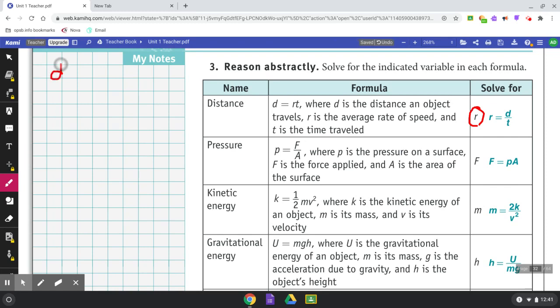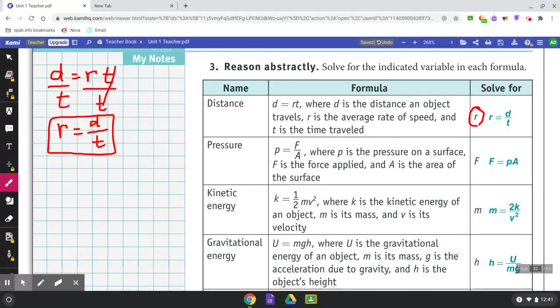So in D equals RT, if I want to solve for R and isolate the variable R in this formula, I divide both sides by T. When I divide both sides by T, I'm left with D divided by T equals R. So let me rewrite that. R equals D divided by T.